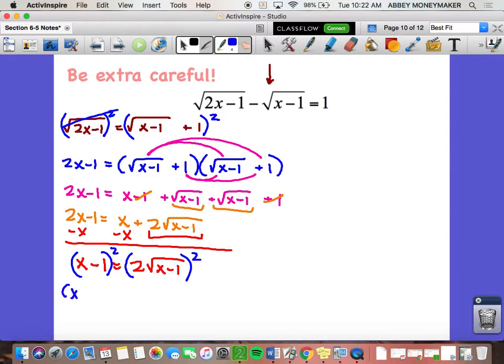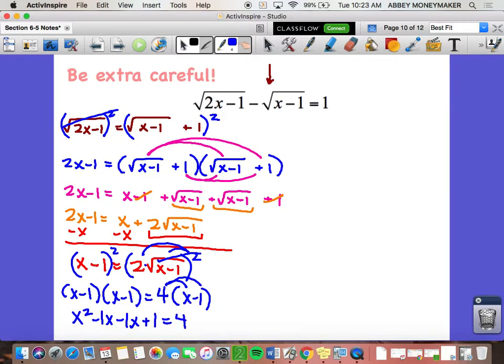So I'm going to have to do x minus 1 twice. And then here, since there's no plus or minus in between here, those are multiplied, I can just go ahead and square. So that gives me 4 times x minus 1. 2 squared is 4. The square root of x minus 1 squared, that cancels out. So I have x squared minus 1x minus 1x plus 1 is equal to, I'm going to go ahead and distribute that 4. That gives me 4x minus 4. So from here, that gives me x squared minus 2x plus 1 is equal to 4x minus 4.